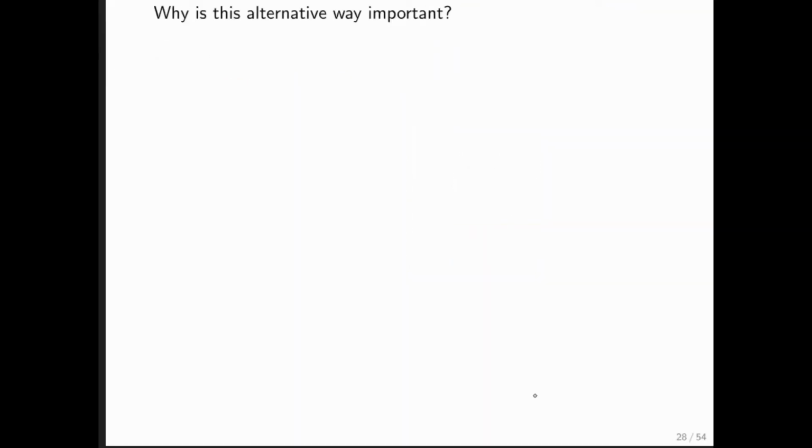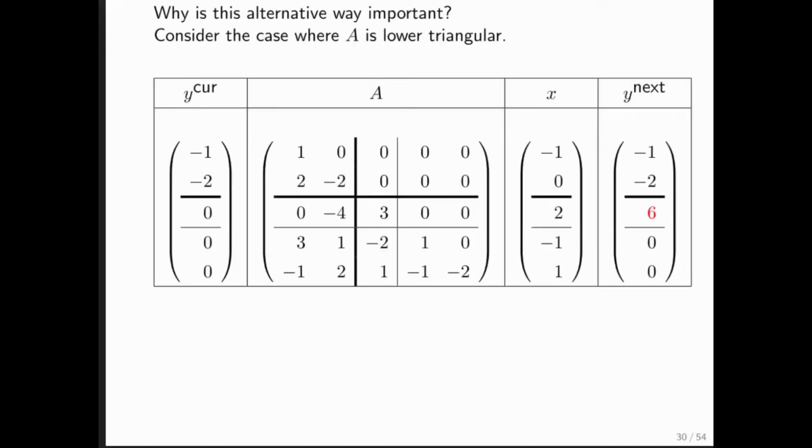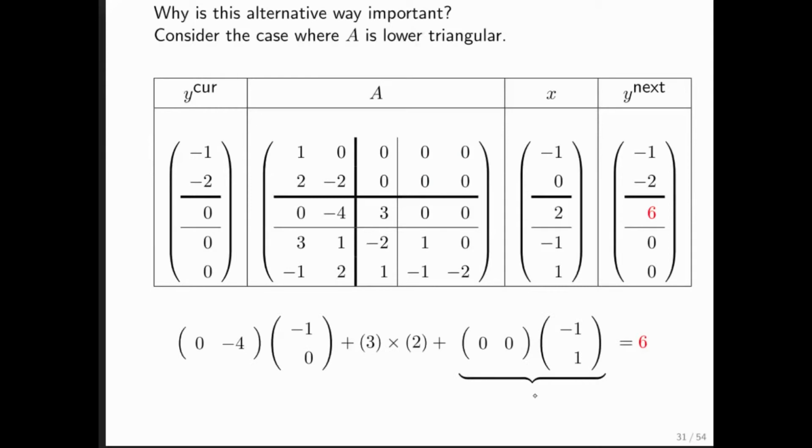So why is this alternative way so important? Well, what if A is lower triangular? A typical step in our algorithm would put us in this situation, where if the matrix is lower triangular, there are zeros sitting above the diagonal. If we look at the computation associated with this dot product, we notice that this right here always evaluates to 0, so we don't even need to do it. That saves us floating point operations. We're going to see that it cuts the number of floating point operations required roughly in half.